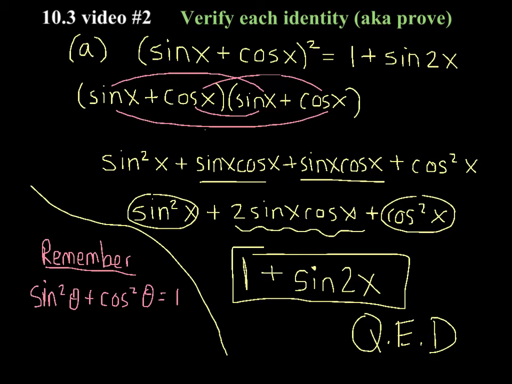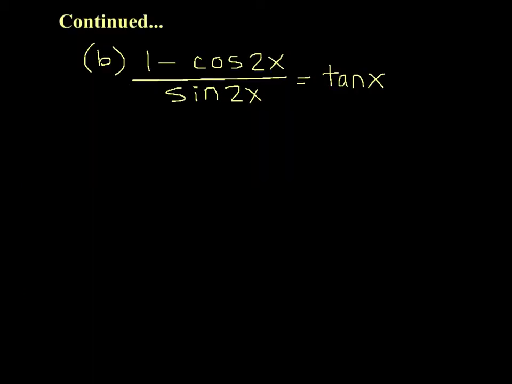Okay, hold on to your seats. Here's our second verifying of identities today. We did one of these similar in class on Tuesday, and we're going to do another one. So it's slightly different. So I want to, again, work on the left-hand side, but I'm kind of thinking about what tangent is. So here's my little thinking bubble. Tangent is sine over cosine.